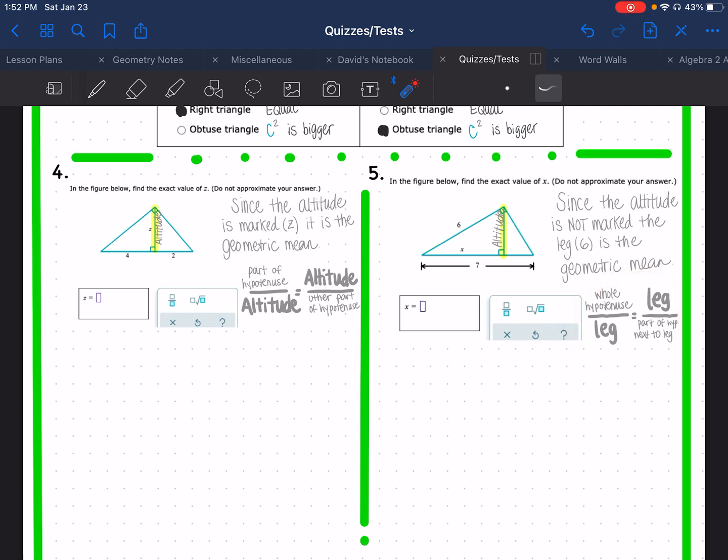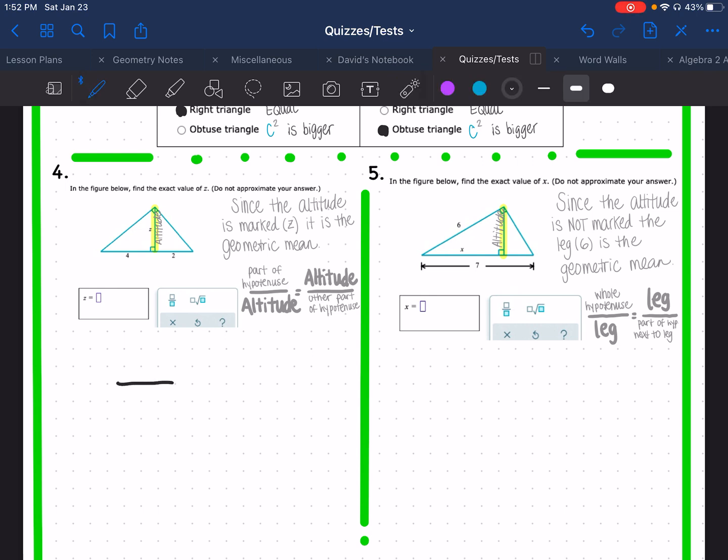These are the only two that you could have. You either have one or the other. Hopefully you will have one of each, but it could be that you have two like question number 4 or two like question number 5. But these are the only two types of questions you can have for 4 and 5. Let's go ahead and get started with question number 4.